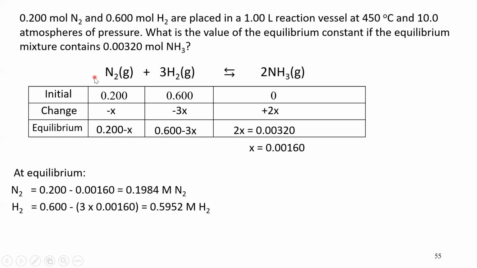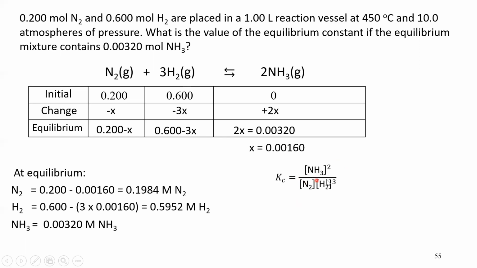Now, the first thing we have to do is write an equilibrium expression. You're going to get a point off if you don't write that when you do your problems. So products over reactants raised to the power of the coefficient in the balanced equation. And then once you write your K expression, plug in the equilibrium concentrations and calculate K. Okay, make sure you write your K expression.